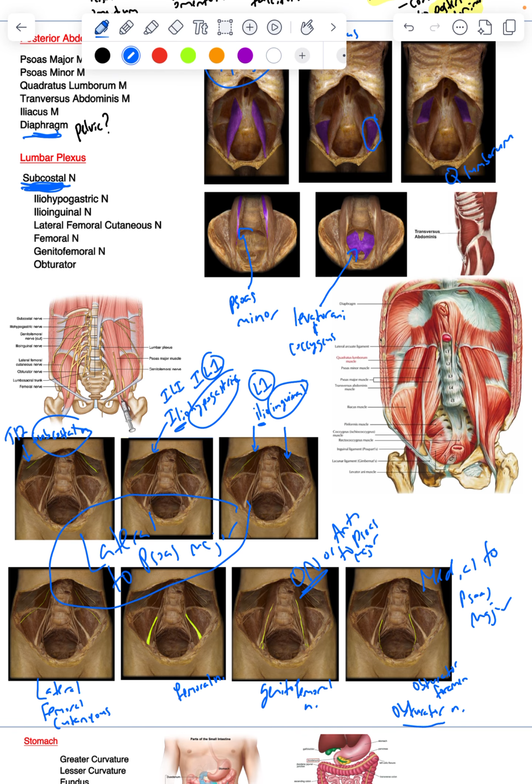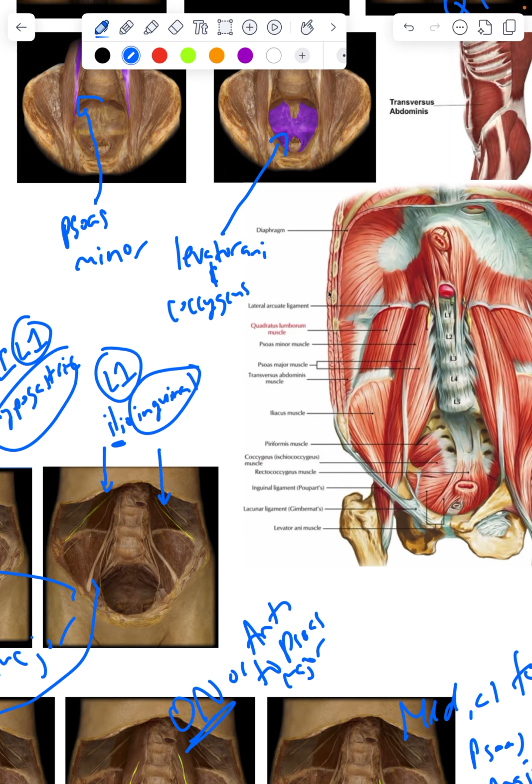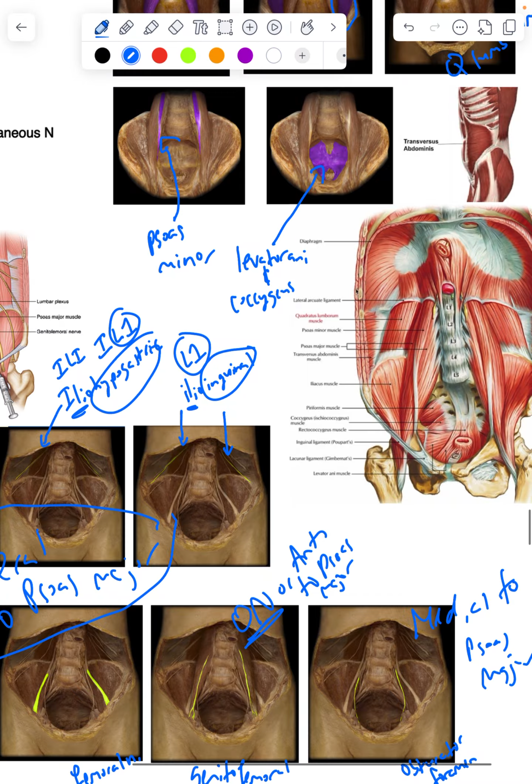Okay, is there anything else on here that we did not do? Nope, I think that's everything. So here you can see this big thing right here is your psoas major. If you follow these, it's this whole thing and this whole thing going down. Then your psoas minor is this lip. It's a small muscle, but you can really only see the tendon when you get down here.